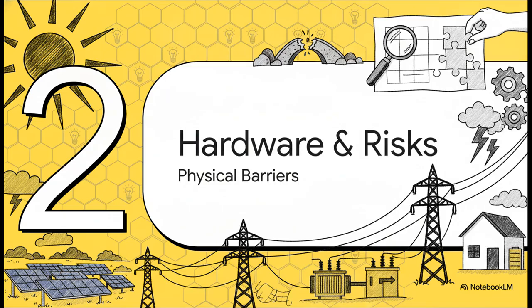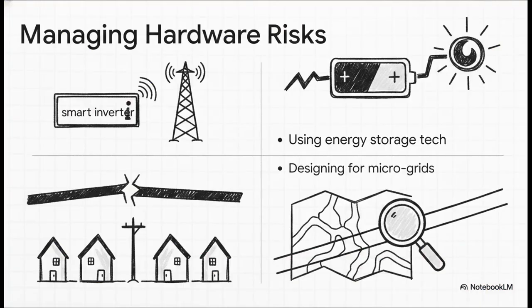Section 2, Standard 410A.1, Hardware and Risks. Overcoming physical barriers. Now, developers obviously can't just sit around waiting for grid upgrades. They have to proactively engineer their way around these bottlenecks. How do they do that? Well, they're deploying smart inverters that actually communicate directly with the grid to manage the flow of electricity. They're also installing massive battery storage systems to capture all that curtailed energy and save it for a cloudy day.